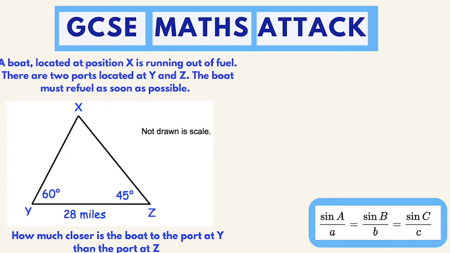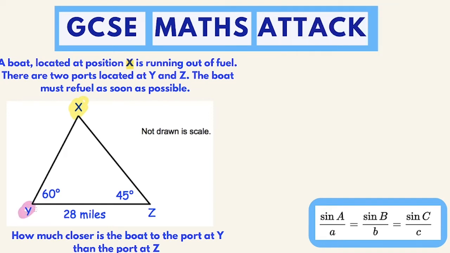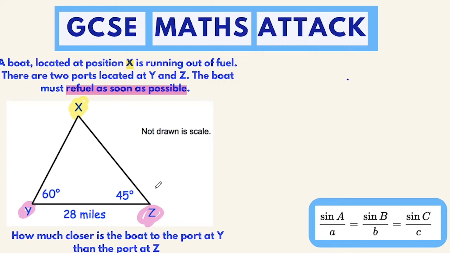Right, a boat is located at a position X. So we have a boat and it's over here. It's running out of fuel. There are two ports. So we have two different ports, and they are Y and Z. The boat must refuel as soon as possible. Okay, how much closer is the boat to port Y than port Z? So we're just checking the length. How would we answer this question? Well, it's quite straightforward. All we have to do is work out the length of this side and this side.